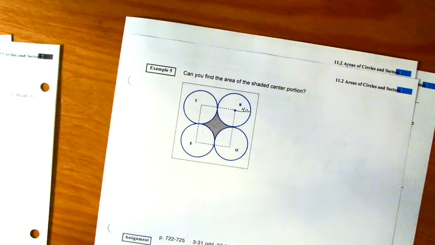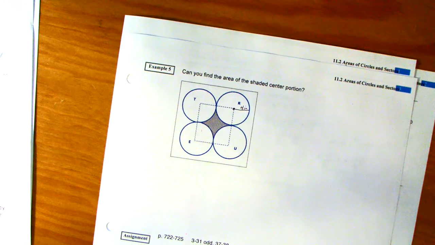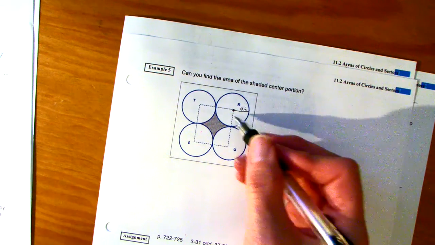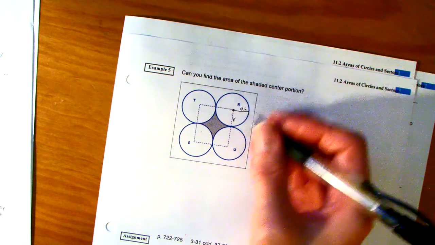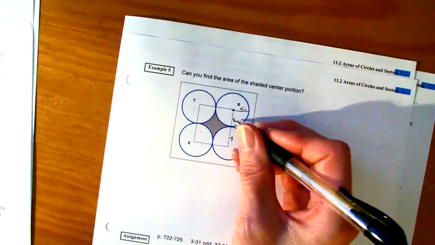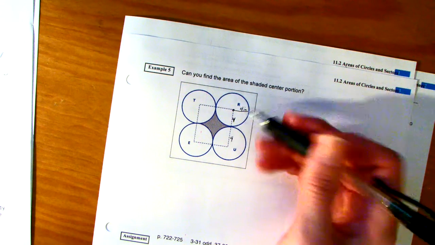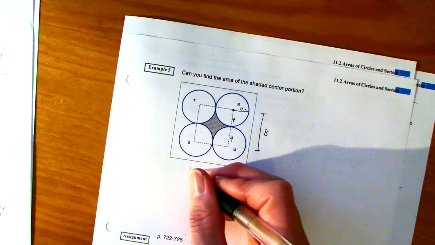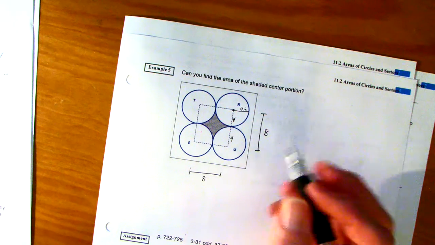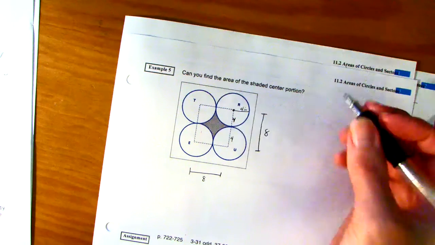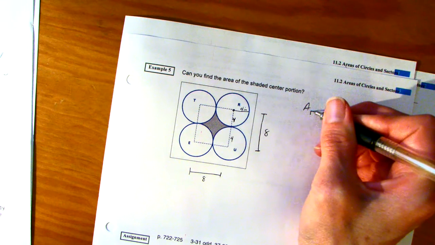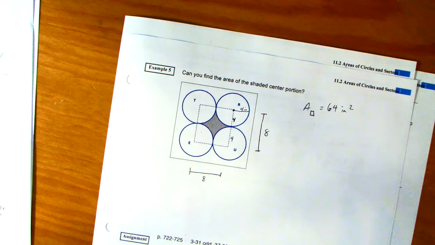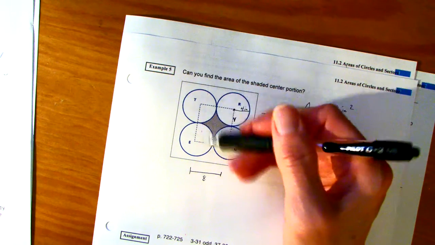Yeah, these go actually pretty fast. So, can you find the area of this shaded center portion? So this part right here. All right, this gets pretty good. So this is 4, so that means I know this length is 4, and I know this length is 4. So from here to here is 8, and I know from here to here is 8. All right, so the area of the square is equal to 64 inches squared. So far, so good? So that would be this whole area.